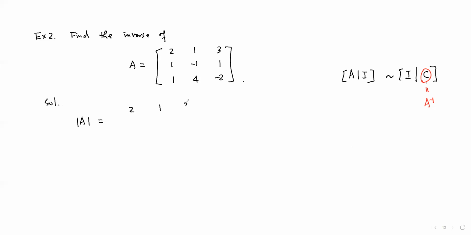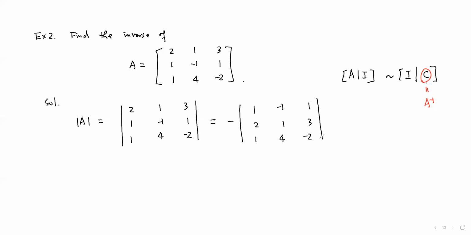2, 1, 3, 1, negative 1, 1, 1, 4, negative 2, the determinant. I prefer to use elimination, reducing the determinant to echelon form. Now let me switch the first 2 rows. When I do switching, add a minus sign. The third row does not change.